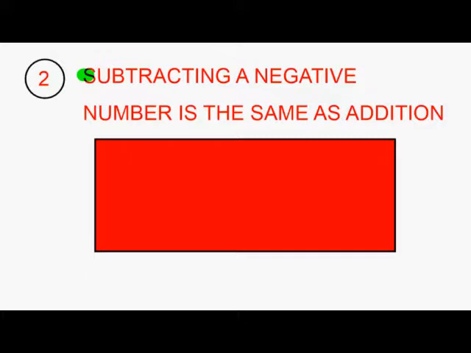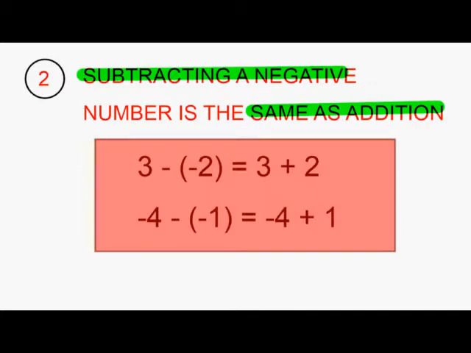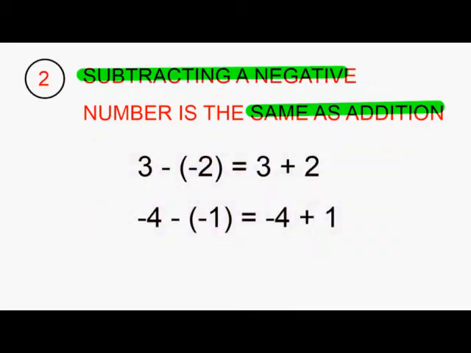Subtracting a negative number. In this example, we're talking about subtracting. Subtracting a negative is the same as addition. What do we mean? Let's look at two examples. Here you notice we have minus a negative 2. That's the same as adding 2.